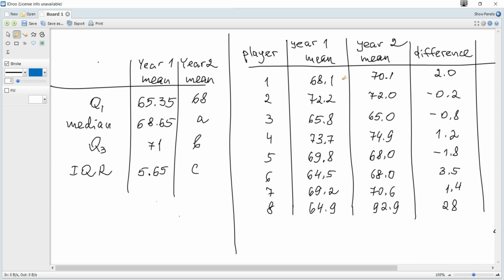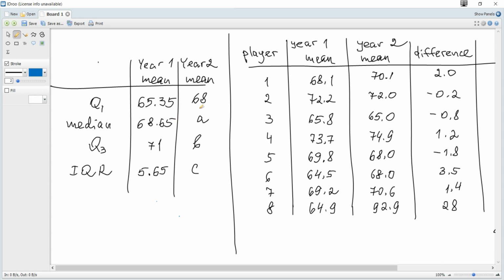Valia calculated the median, quartiles and interquartile range for each year. The results are shown in table 2. Question 8. Determine the values of A, B and C.